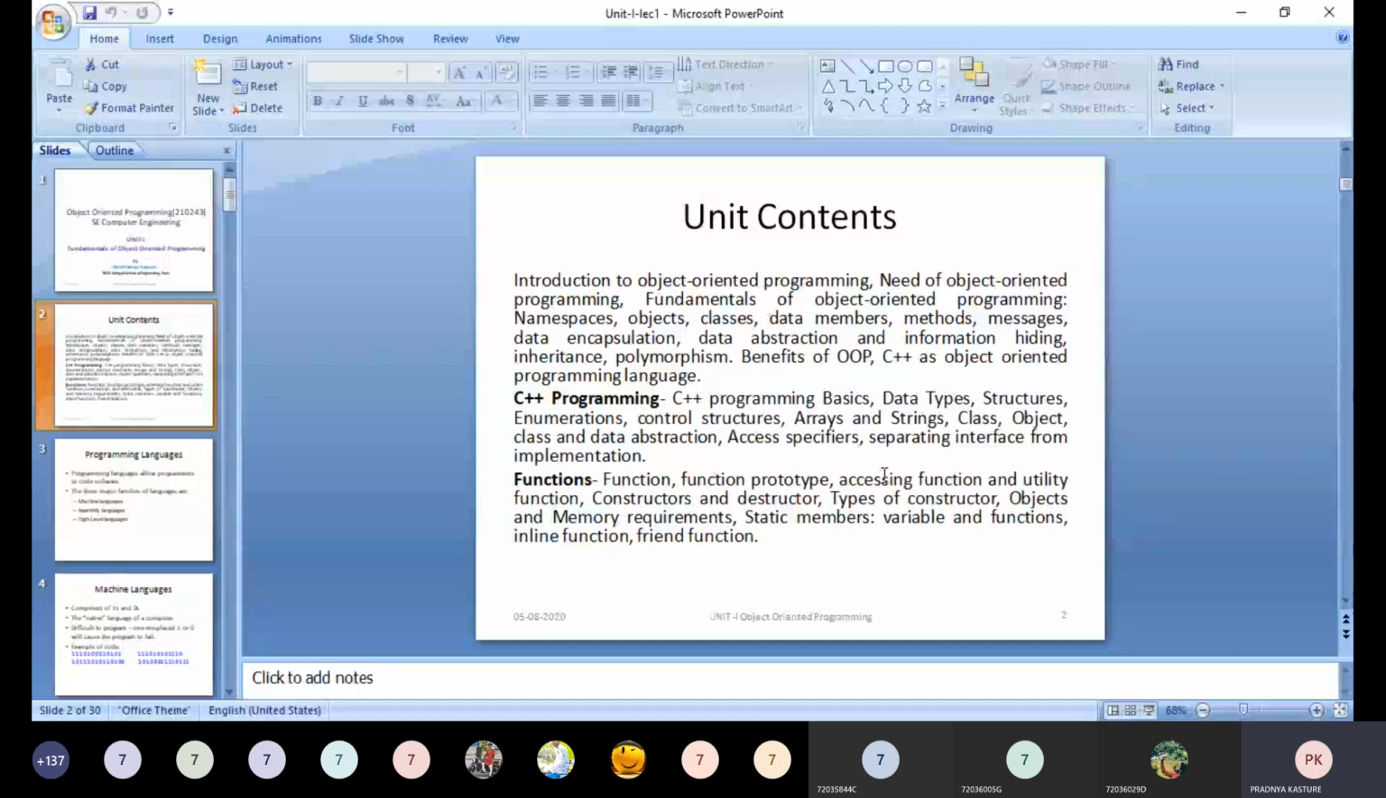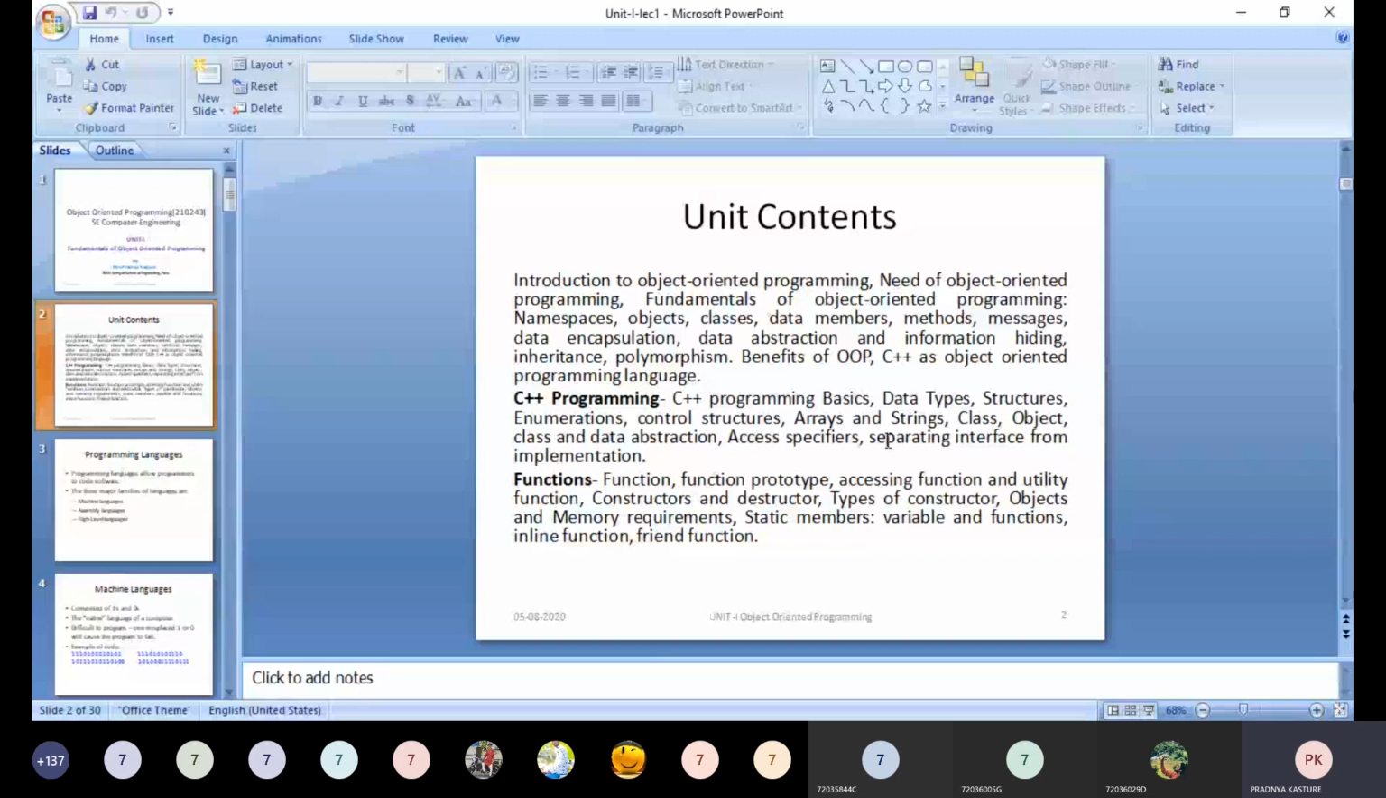Function, function prototype, accessing function and utility function, constructors and the destructor concept, types of constructor, then the object and memory requirements, static members, variables and functions, as well as inline function and the friend function concepts. Okay, so this is how the organization of unit 1 is. In this view we are going to focus.